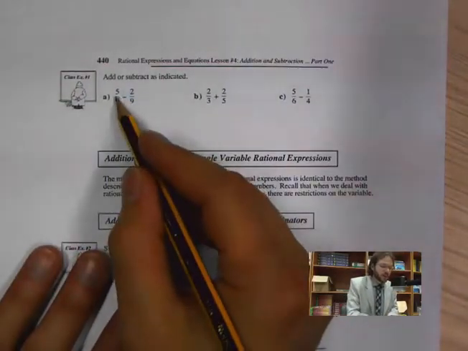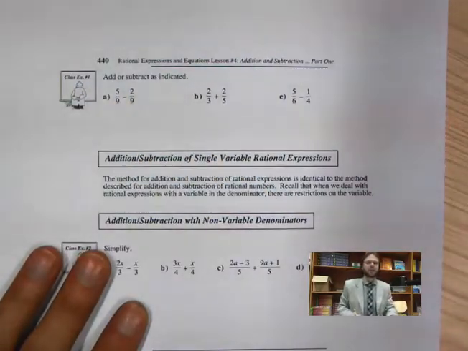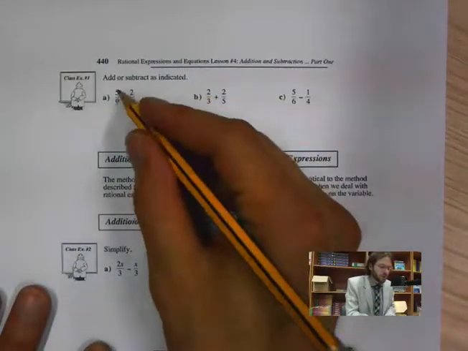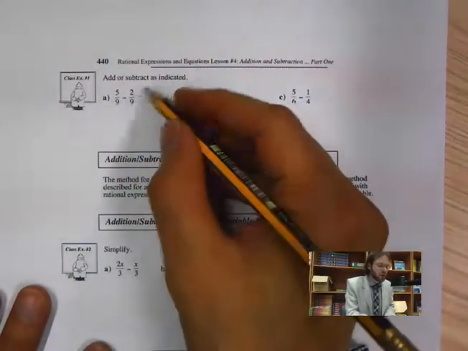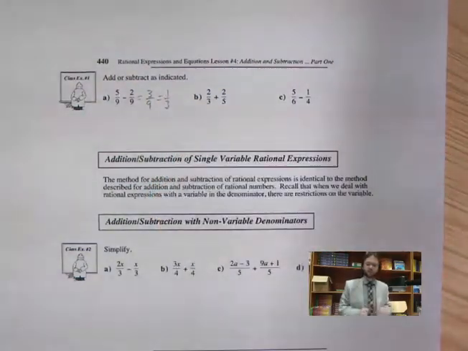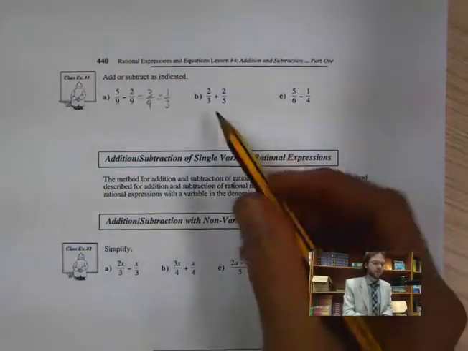We look at this right here. It's so nice and simple. 5/9 subtract 2/9. They're in the same proportions. So if I have 5/9 take away 2/9, I just subtract the tops, which gives me 3/9, which is the same as 1 over 3. Okay? Let's take a look at the next one.